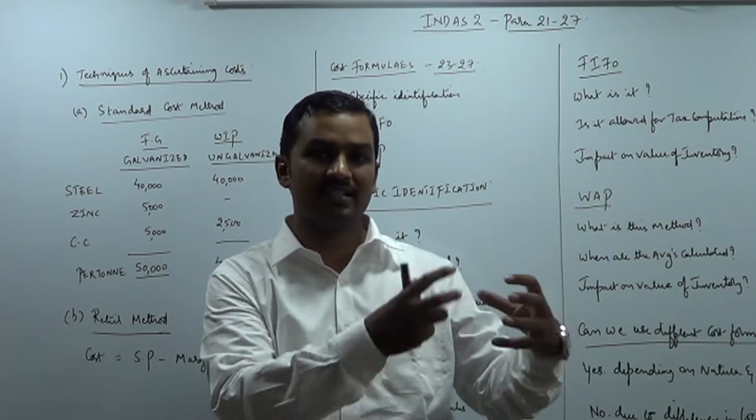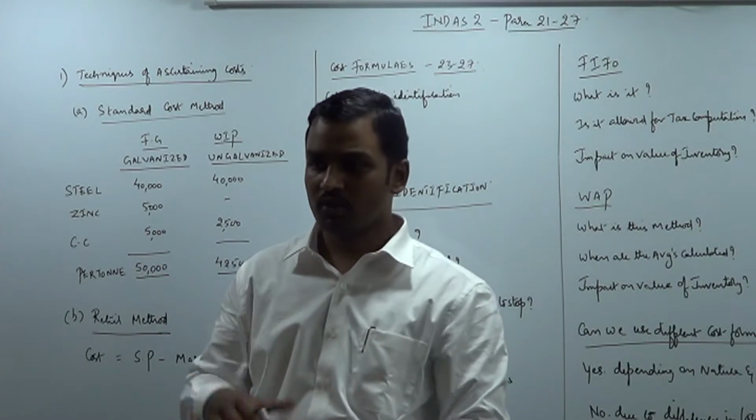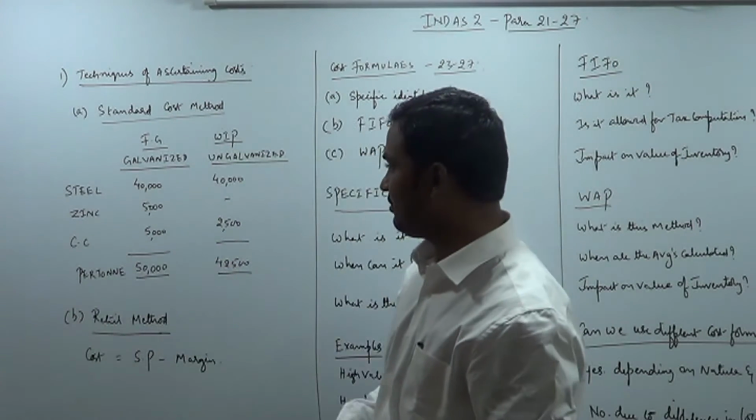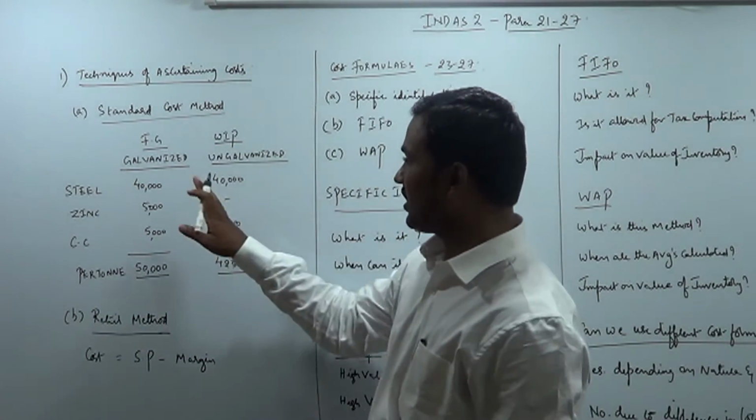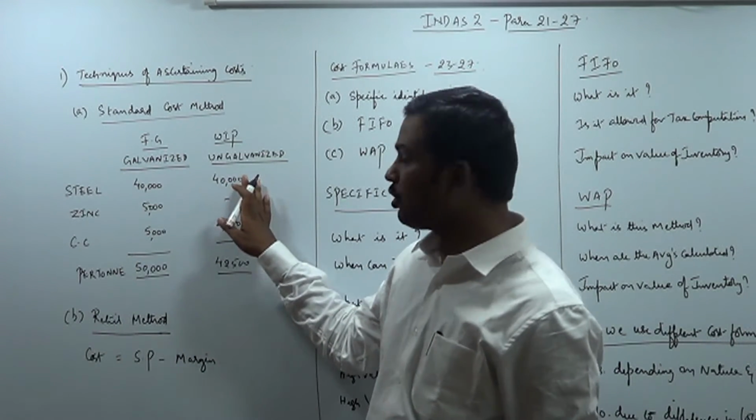Galvanized steel is where the zinc layer is already formed. Ungalvanized steel product is where the zinc layer is not yet formed. So how do we value them? The simple example I have been given: suppose I have 1 ton of galvanized steel products and 1 ton of ungalvanized steel products. So how do I value it?